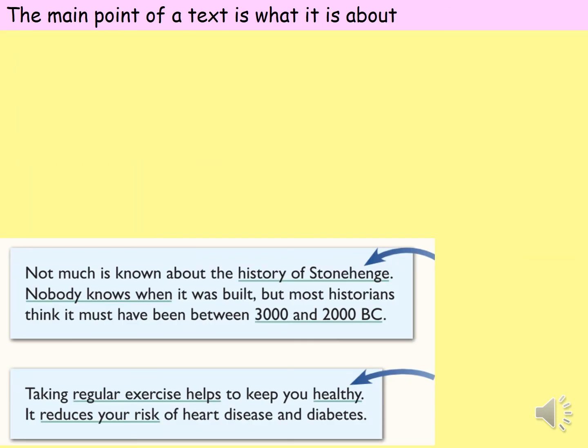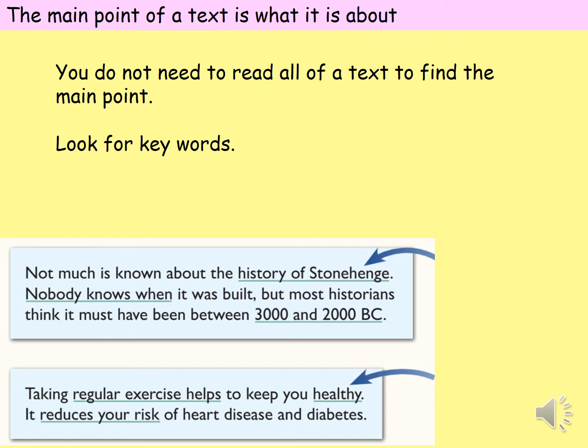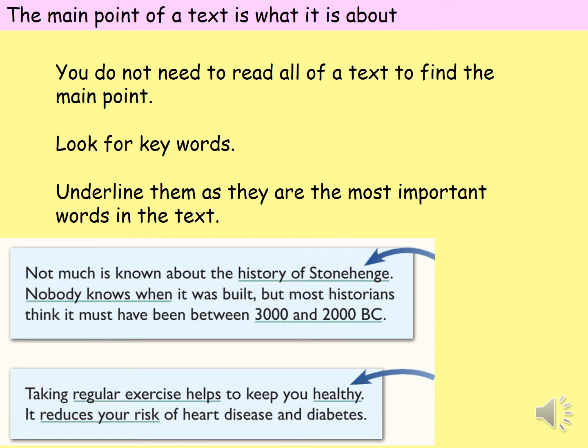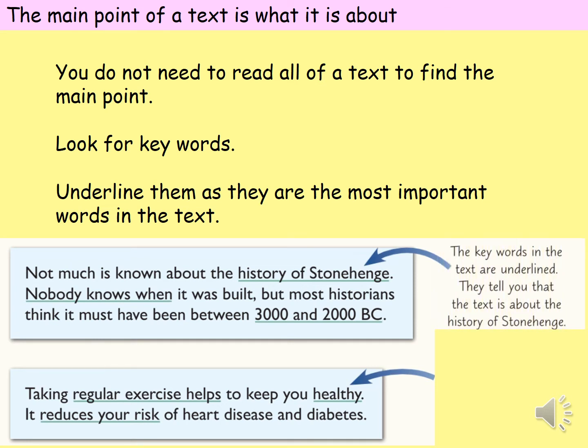So what's the main point of a text? We don't need to read all of the text to find the main point. We can actually look for keywords. So, for example, here we've got a text that says: not much is known about the history of Stonehenge. No one knows when it was built, but most historians think that it must have been between 3000 and 2000 BC. So here I've underlined the most important part of that text.